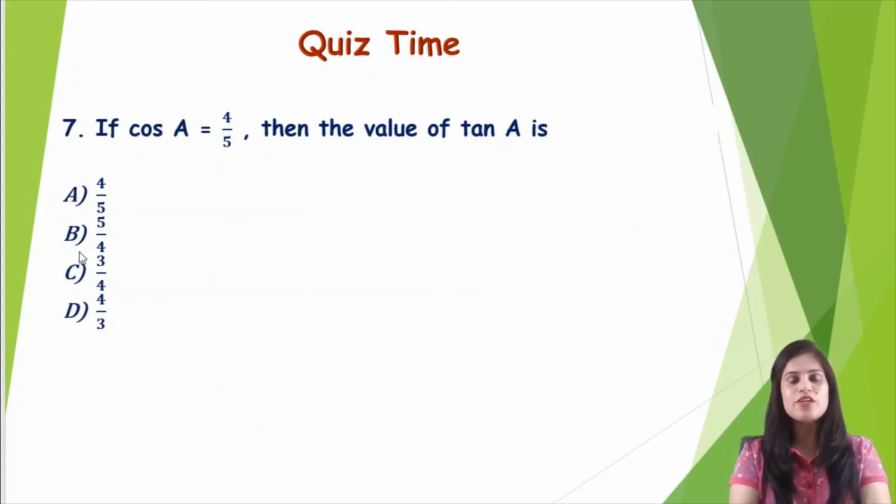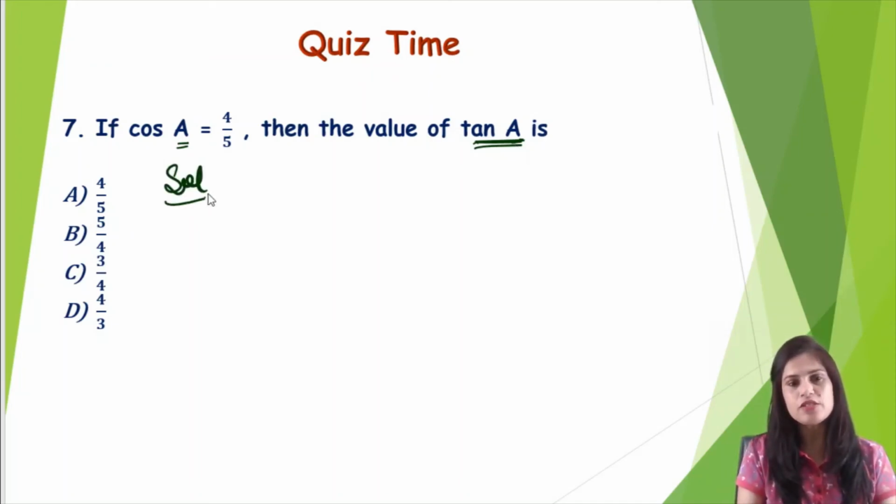So the next question, question 7: if cos A is equal to 4 by 5, then find the value of tan A. We have to find the value of tan A. Let's solve this first.